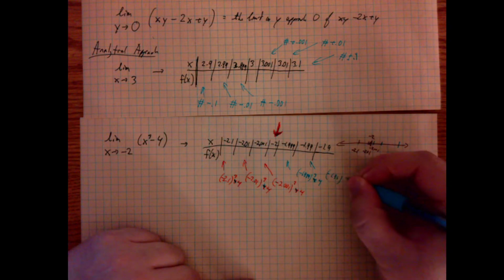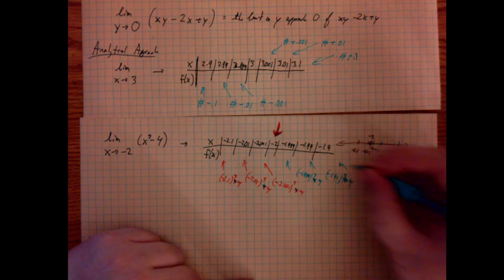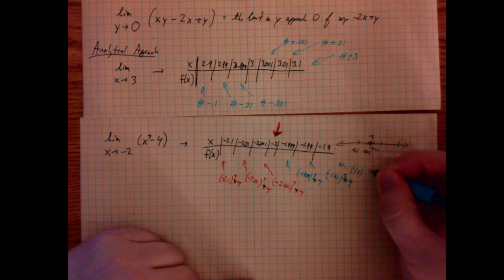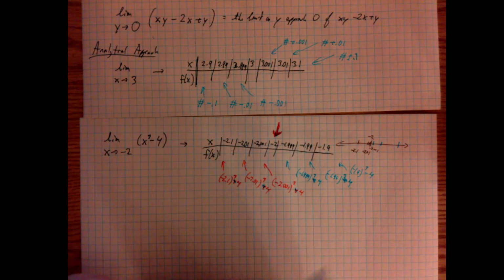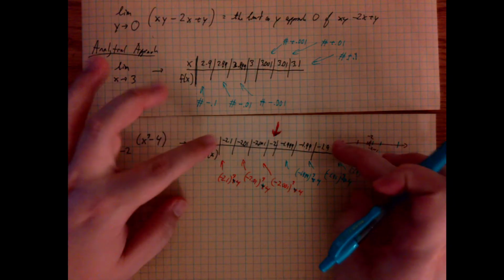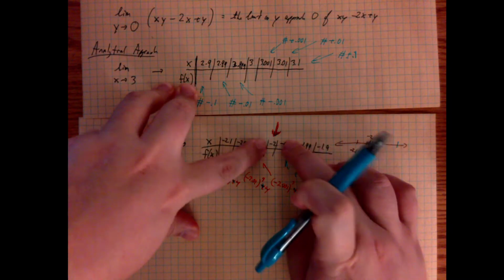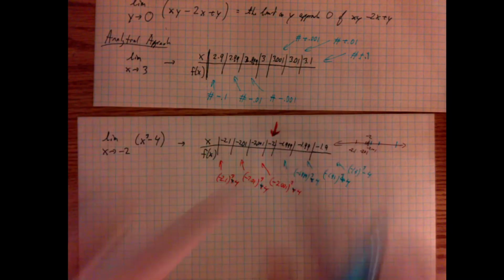-1.99 cubed minus 4. Did it again. And -1.9 cubed minus 4. The goal is you should see a distinct pattern emerge, that each one gets closer and closer to this number in between. That's the goal.